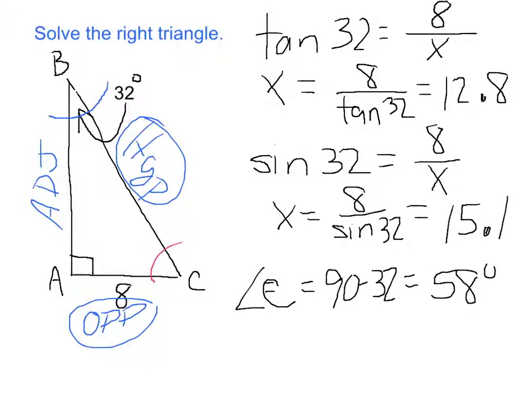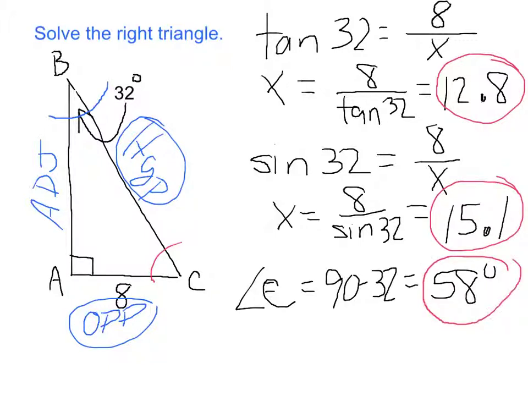So my three answers: for my adjacent side, I have 12.8. My hypotenuse is 15.1. And my missing angle, angle C, is 58 degrees.